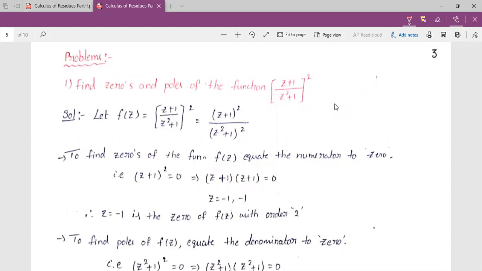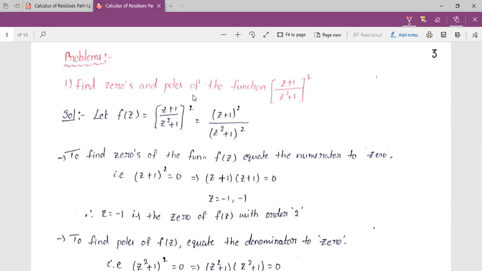In the first lecture, we discussed some basic definitions on calculus of residues. Now in this lecture, we go through some examples and problems on poles and residues. See the first problem.